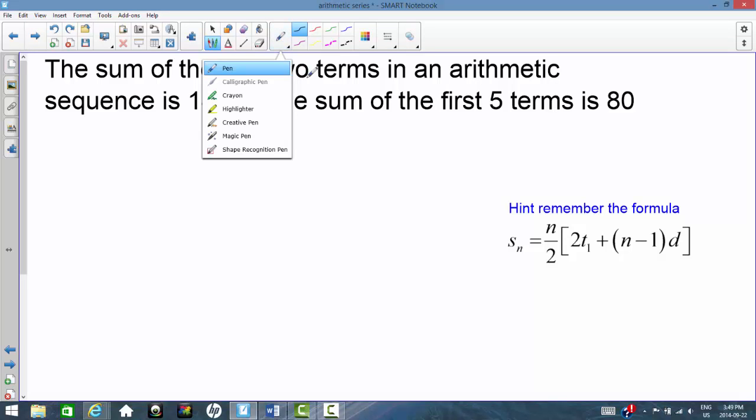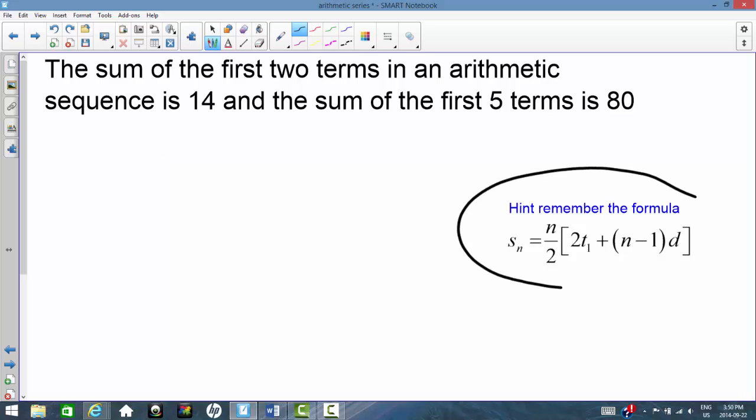Okay, so now I want to switch gears and look at this question briefly. I want you to try this on your own, and I'm going to give you a couple of hints of how to start it, but I want you to actually do the math yourself and come with questions to class. So the sum of the first two terms in an arithmetic sequence is 14. The sum of the first five terms is 80. Now you're going to rely heavily on this formula over here. So you know a bunch of information from this formula.